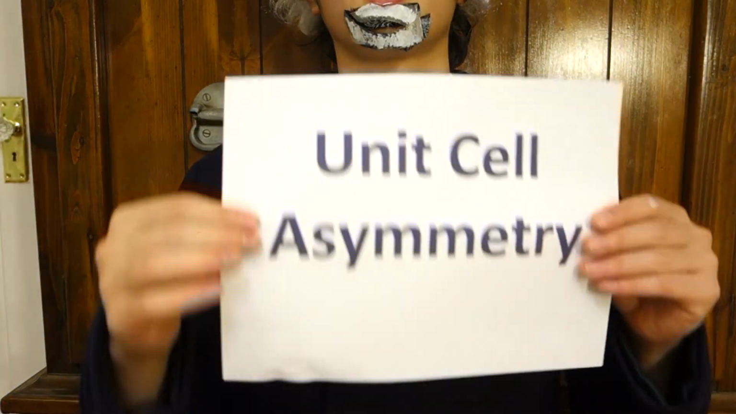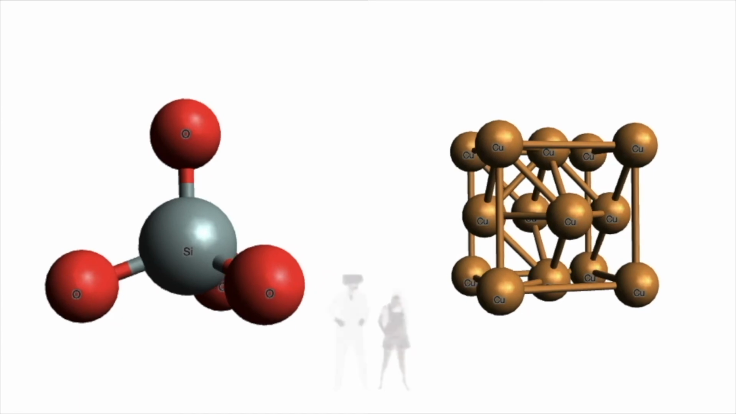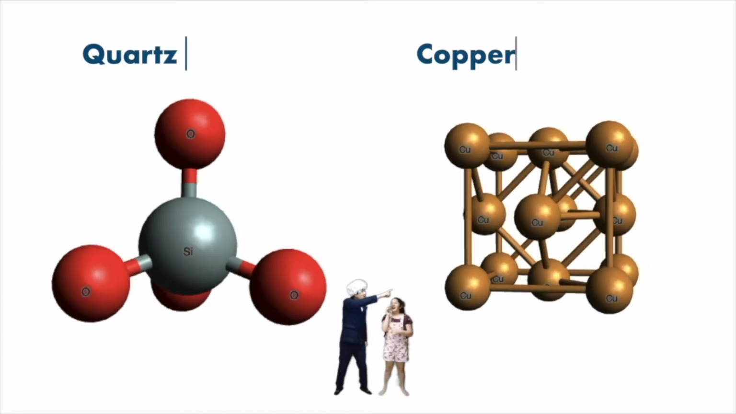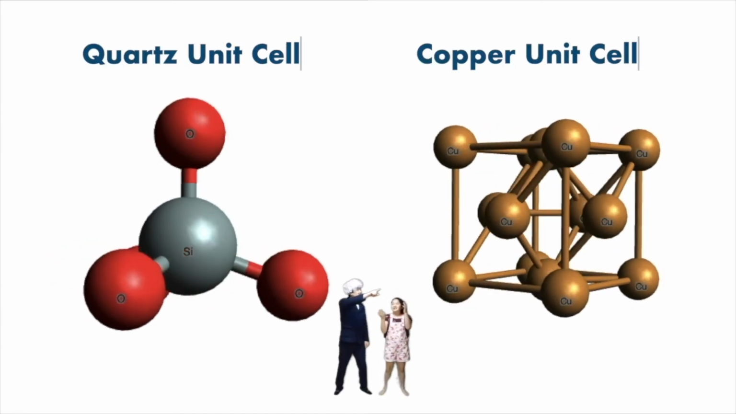Second, the unit cell must be asymmetric. To see how the symmetry of the unit cell affects piezoelectricity, we're going to have to take a closer look at both of these materials. Okay, now that we're all tiny, you can take a good look at these unit cells.